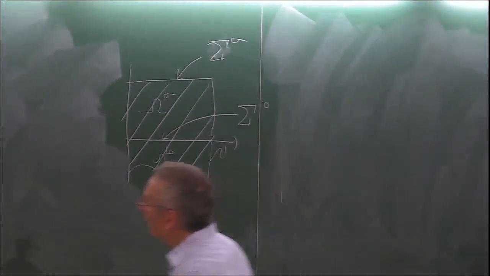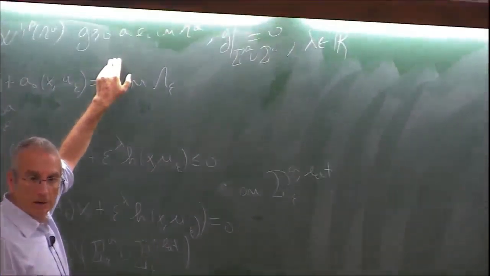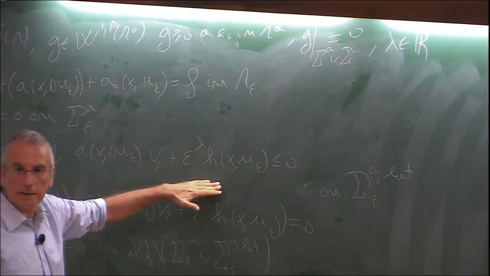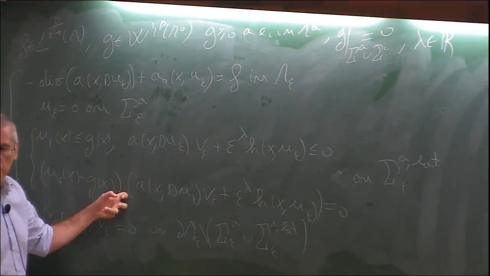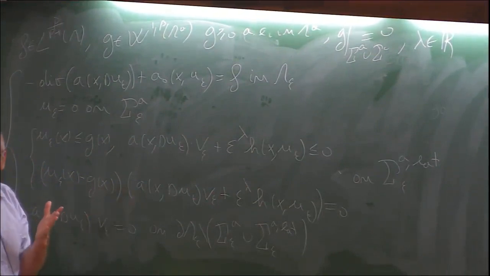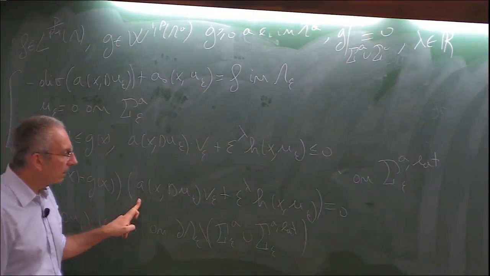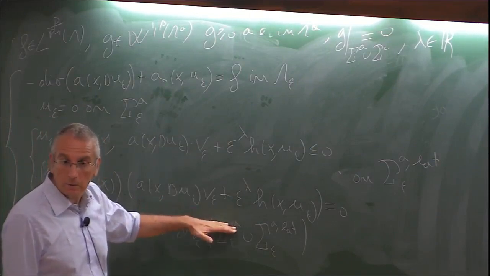What happens, what do we ask on the lateral boundary of the teeth? That u epsilon is less than or equal to this function g. We have fixed this function g. This is a fixed function. And also this condition is less than or equal to 0. Moreover, we ask that this product is equal to 0. That's what this means: on the boundary, we have either u epsilon equal to g, or you have this condition.